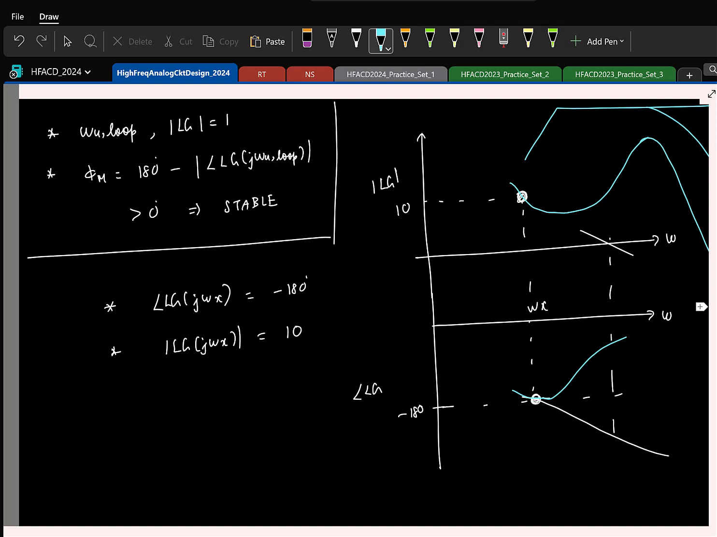That's what we have seen. So if you have a scenario where, when the phase is minus 180, the gain is much greater than 1, you can say that it is unstable only if it is an all pole system.